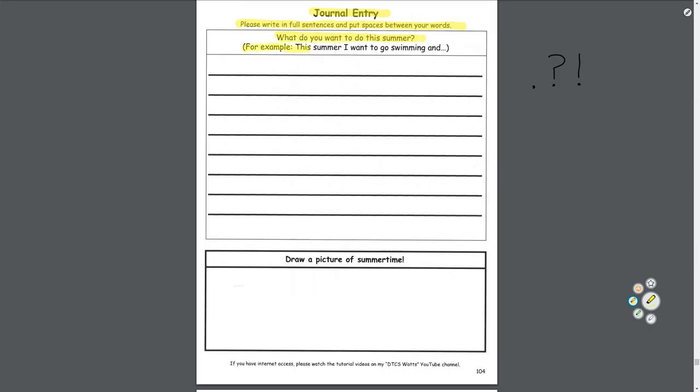For example, this summer I want to go swimming, and you'll tell me the things you want to do. Even if you might not get to do them, just tell me what you would want to do. And then after you write, draw a picture of summertime. Okay, so I'll show you what I would write. Please don't copy me because you're having a different summer than I am. Okay. Let's see. So I start my sentence with an uppercase.